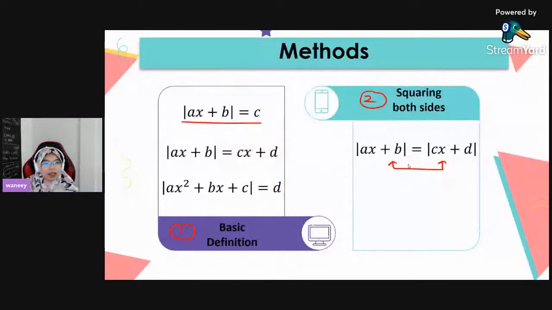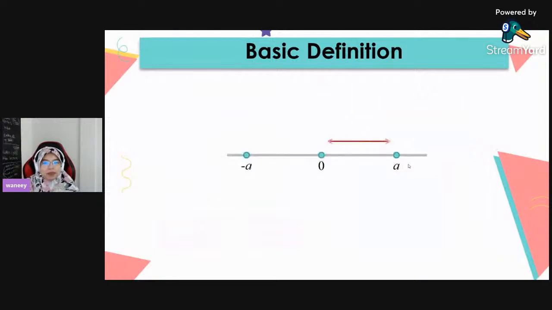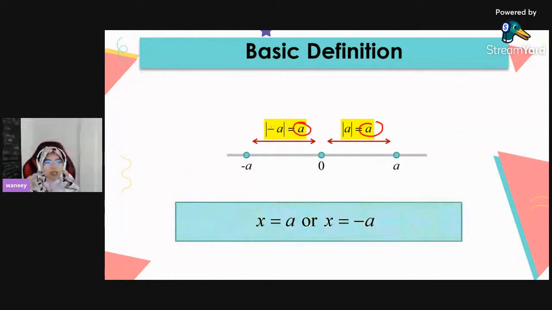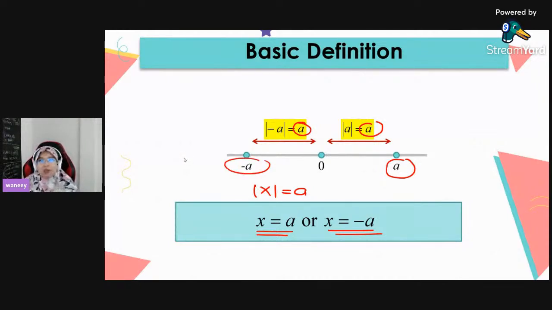Okay, so now let us see what we mean by the basic definition. On a real number line, the absolute value is the distance from 0. For example, from 0 until A, the distance is A units. From 0 until negative A, this is also A units. Therefore, if you are doing modulus of x equal to A, when you open it, one of them will be x equal to A, which means going from 0 to the right hand side, or x equal to negative A, which means starting from the origin going to the left hand side. So if you want to use the basic definition, open the modulus and you will have one positive and one negative.